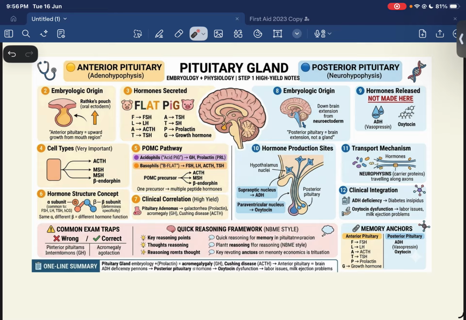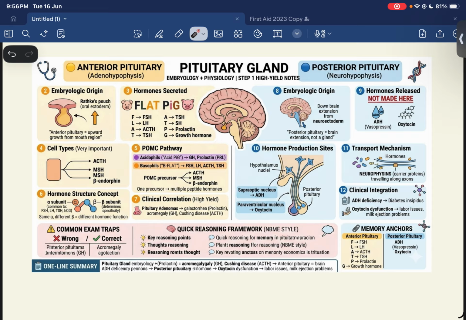So we're going to be discussing the cells and the hormones which are basically being produced by the anterior pituitary gland. For this, the mnemonic FLAT PIG is really important. FLAT represents FSH, LH, ACTH, and TSH. PIG is going to be representing prolactin and then growth hormone. The word PIG and the pink, you have to memorize this.